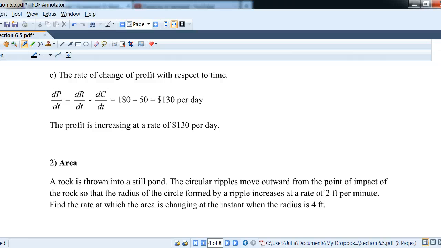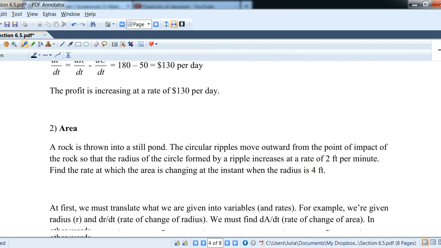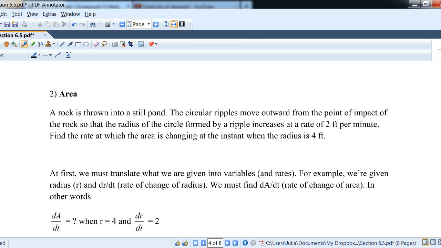All right, so let's take a quick look at a couple more applications, like the area. So let's say a rock is thrown into a still pond. The circular ripples move outward from the point of impact of the rock so that the radius of the circle formed by a ripple increases at a rate of 2 feet per minute. Find the rate at which the area is changing at the instant when the radius is 4 feet. So this has to do with the area of a circle, which we'll see in a few applications. It's A equals pi r squared.